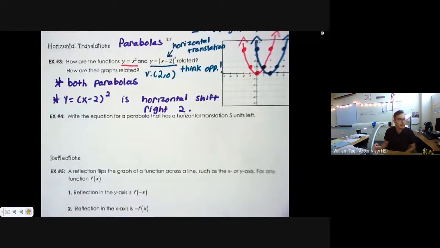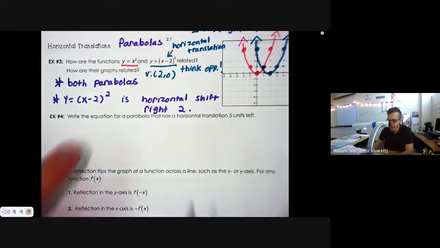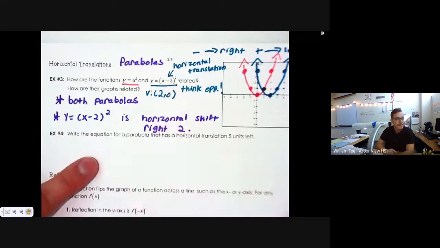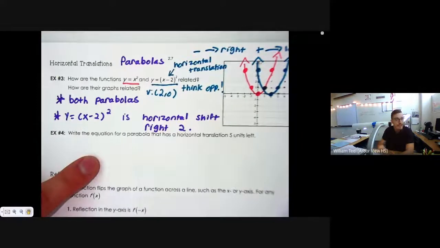Okay, example number 4, let's write an equation for a problem that has the horizontal translation 5 units left. Okay, so if we're looking at the horizontal translation up here, we see that x minus 2 inside the parentheses tells us we're shifting to the right 2.